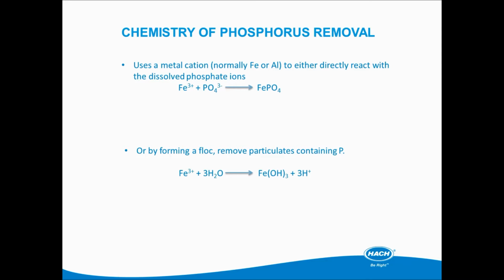Next we go on to the chemistry of phosphorus removal. When ferric salts are added to wastewater, two reactions occur. A direct reaction between the ferric ion and the phosphate ion. Now, phosphate salts are sparingly soluble in water, depending upon the metal used, the water temperature and pH.